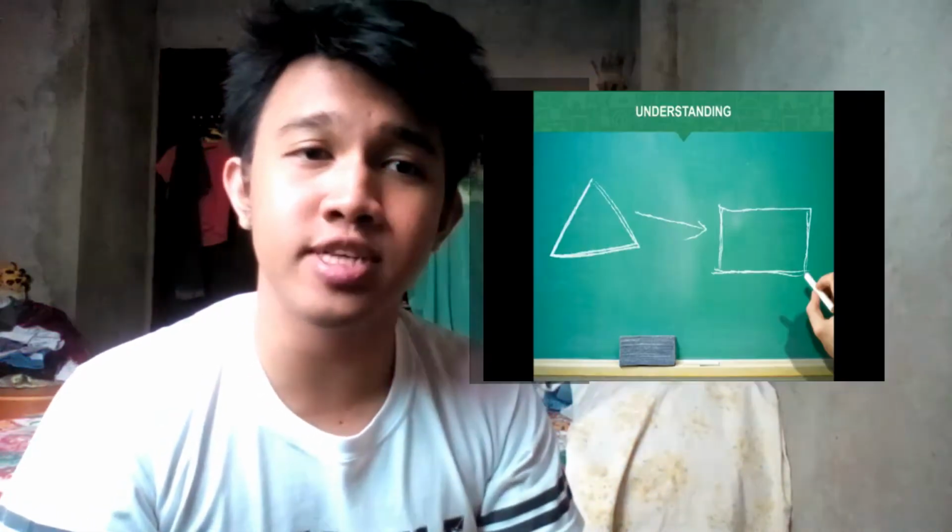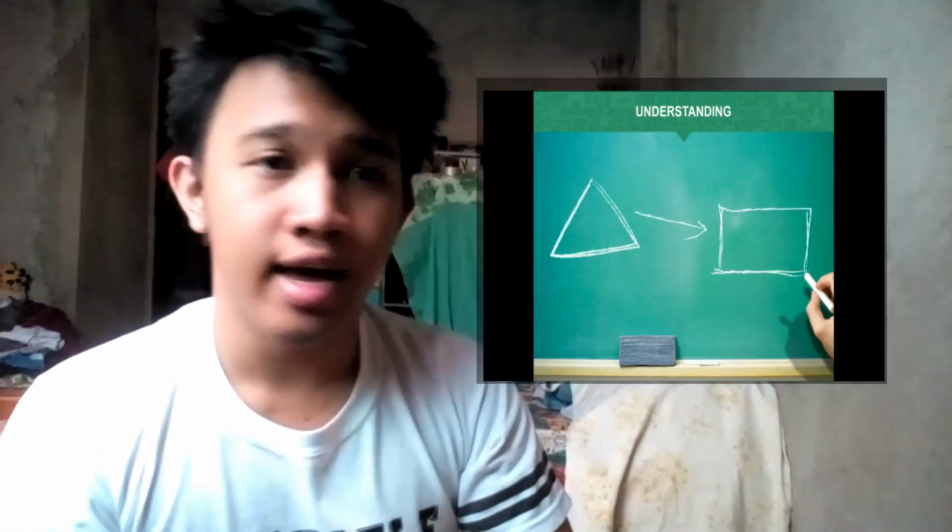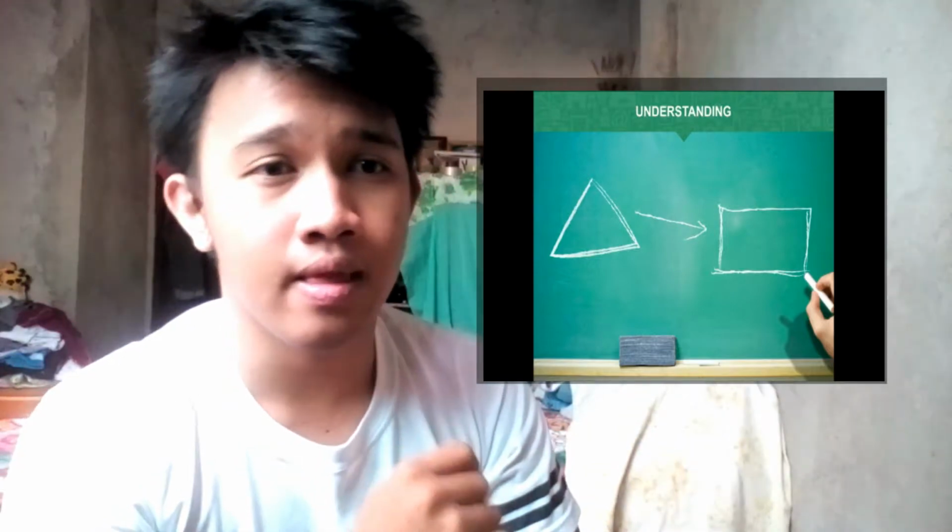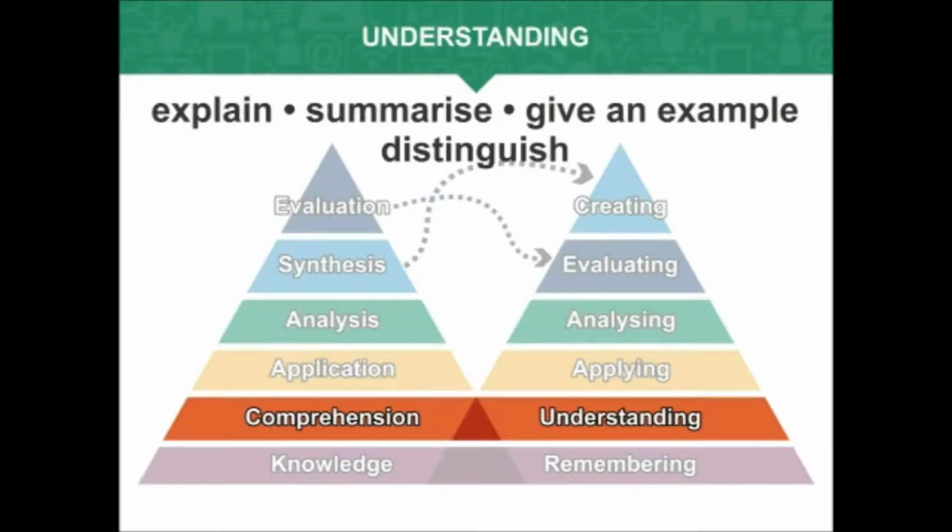Now, for the second level, we have understanding. To show understanding, it means that the learner needs to be able to explain how something works. For example, the teacher asks the learner what is the difference between a rectangle and a triangle. And the keywords for questions in this level could include explain, summarize, give an example.